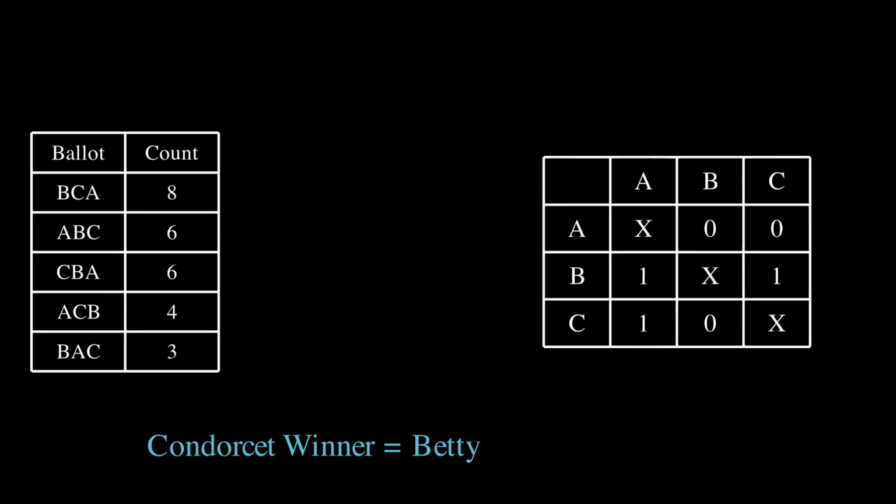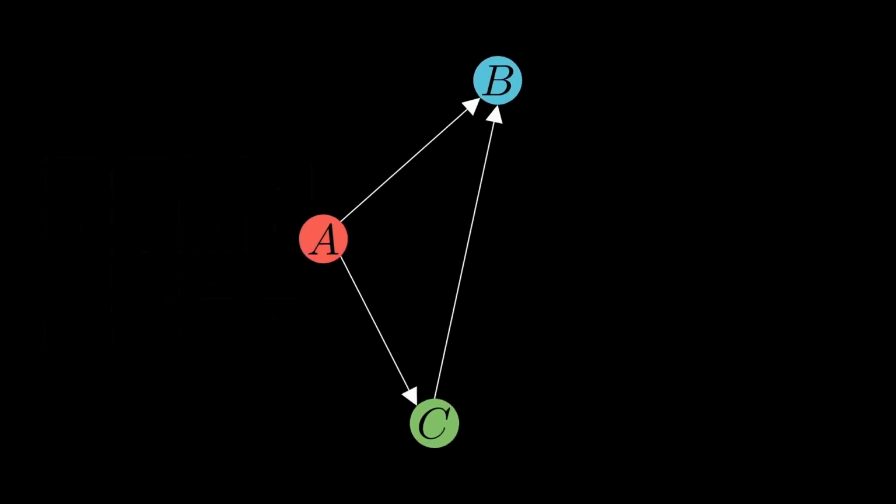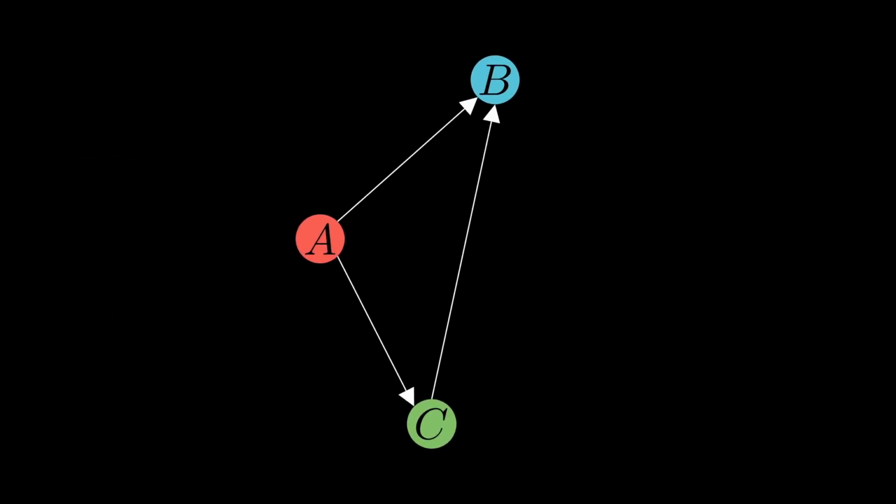Another way of thinking about this table is a graph. If we look at vertex A, we see that it loses to both B and C. Looking at vertex C, it loses to B. B is the only vertex without any outgoing edges, which makes B the clear winner. These graphs are used in other, more complex ranking algorithms, which we'll cover in the next video.